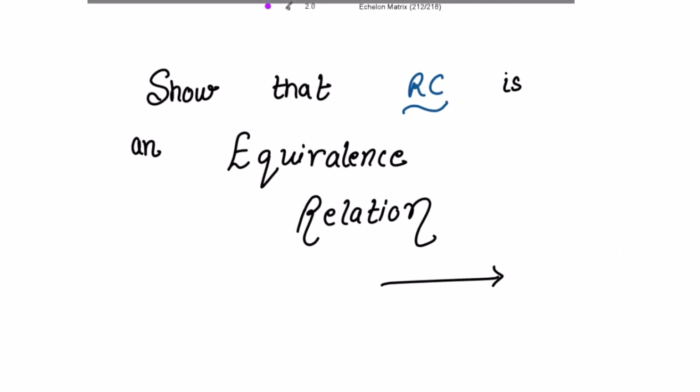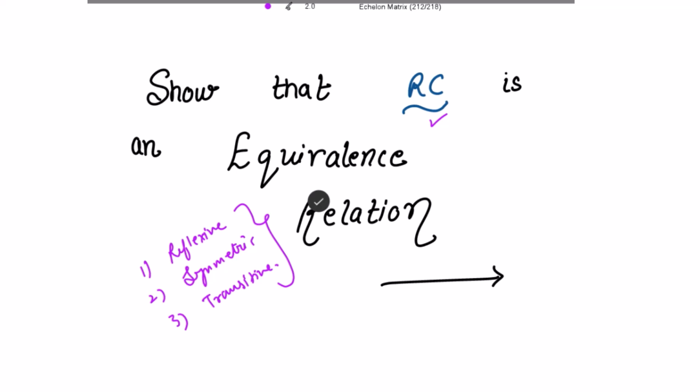We need to show that this relation, that is row column operations, is an equivalence relation. For that, I need to show that this relation is reflexive, second symmetric, and third transitive. If they satisfy these three conditions, then we say that the given relation is an equivalence relation.